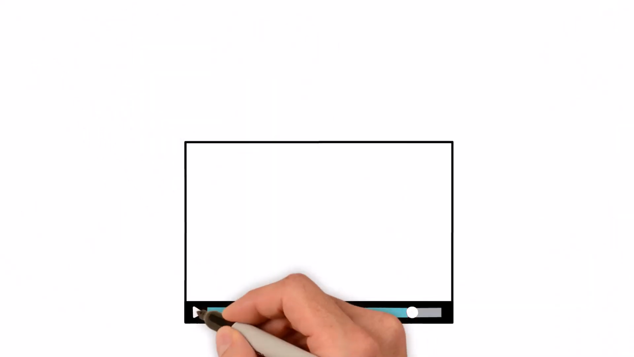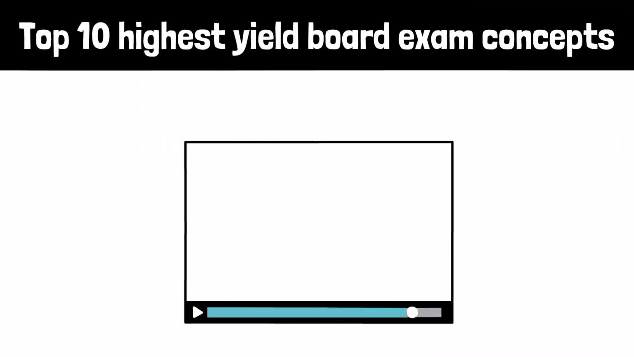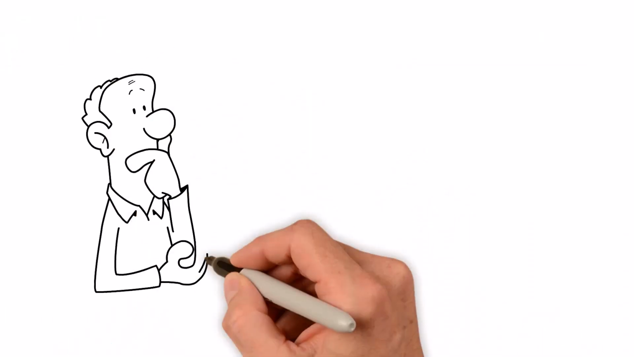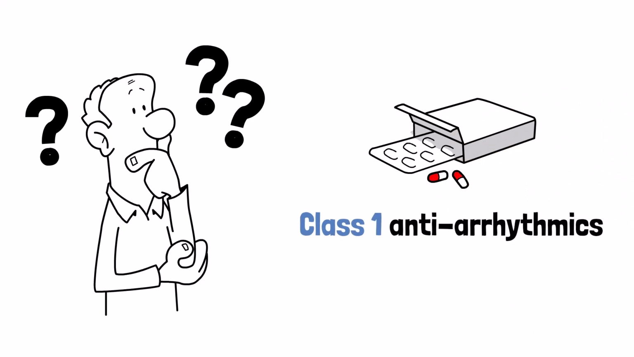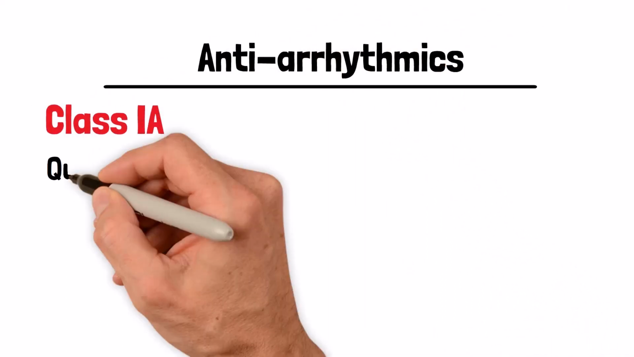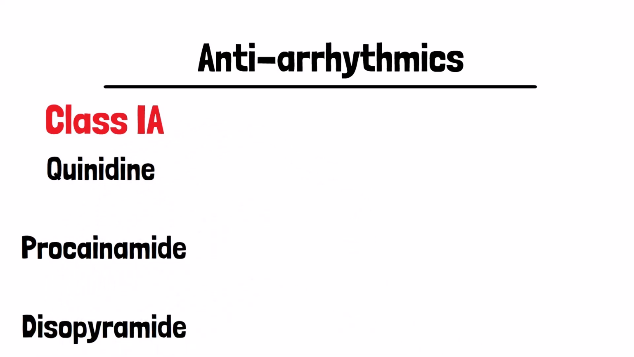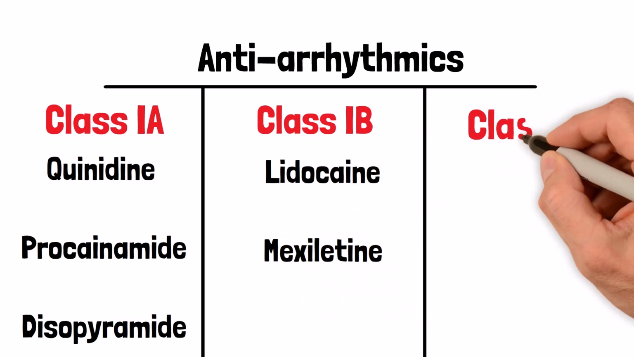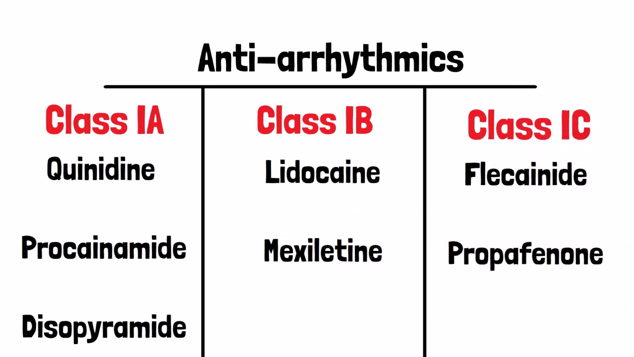This video will cover the top 10 highest yield board exam concepts to know for Class 1 antiarrhythmic drugs. Number 1. What drugs are considered Class 1 antiarrhythmics? There are three subclasses of Class 1 antiarrhythmics. Class 1A, which is quinidine, procainamide, and disopyramide. Class 1B, lidocaine and mexiletine. Class 1C, flecainide and propafenone.